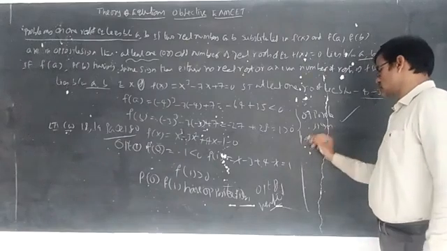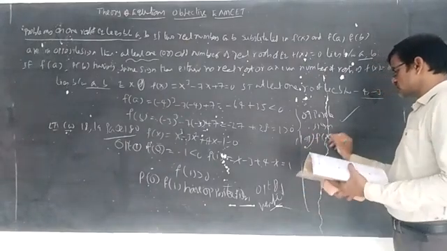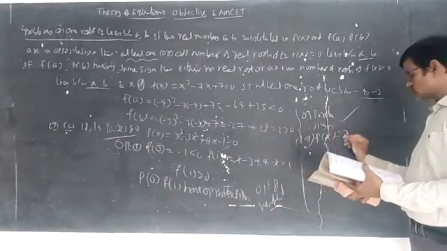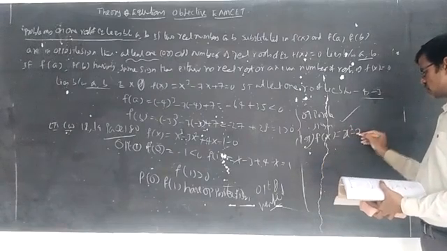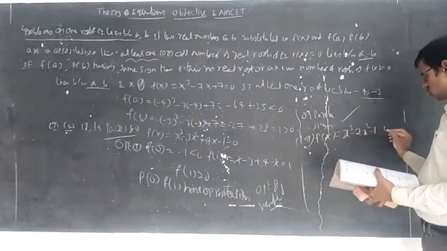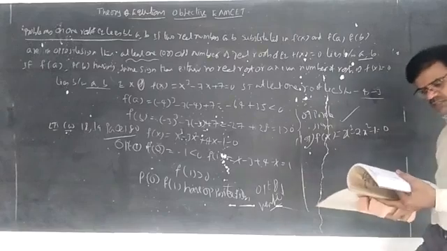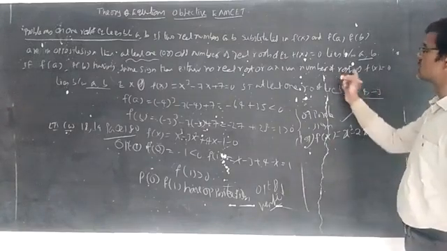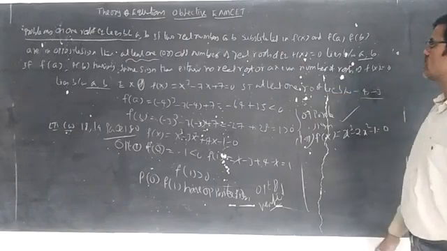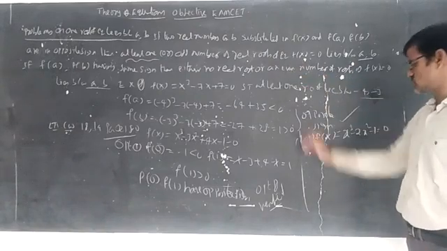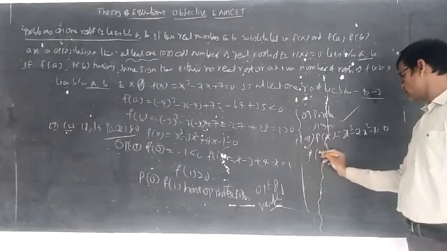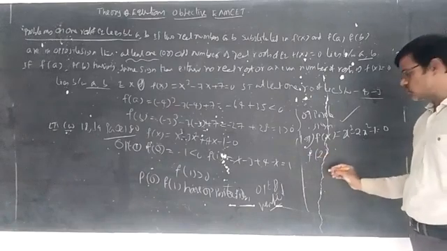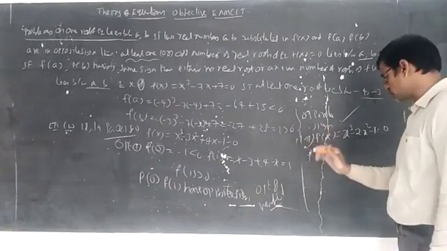19th question. f(x) = x cube minus 2x square minus 1 equal to 0. Lies between has already been discussed. Whenever lies between is there, we should get f(a) times f(b) less than 0. I mean f(a) and f(b) should have opposite signs.